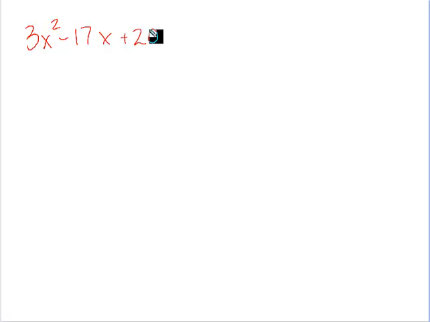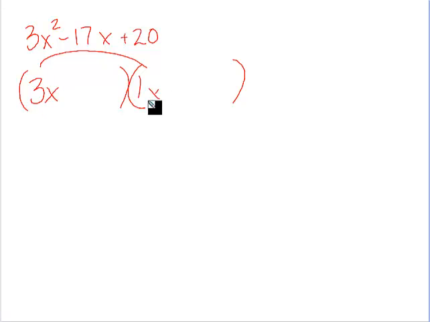Okay, so method number 2. You just start by getting the two sets of parentheses. Okay, your two first terms, when we multiply these two together, they have to give you a 3x squared. So how are we going to get a 3x squared? 3 times 1, and how are we going to get an x squared? X times x. Okay, when we multiply our last two numbers together, we have to get 20.